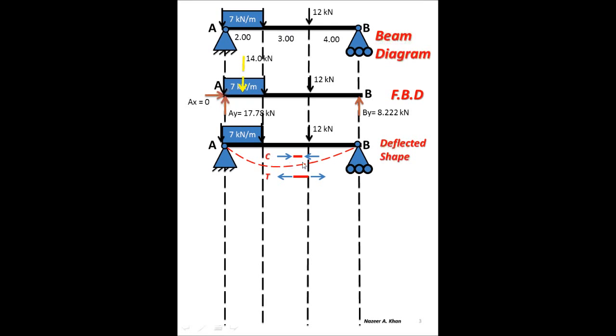Also, the dotted line could be considered the neutral axis, where you don't have any tension or compression. That's a separating line between tension and compression. So you could consider it the neutral axis in that respect. So we have a deflected shape.